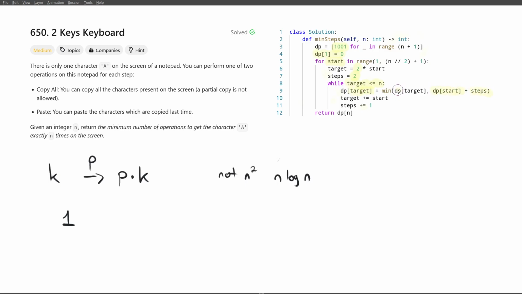then we can get from start in steps to the value target. And maybe it's better than the previous best way of getting to the value target, in which case we remember it in the DP array. And of course, we now look at one step more, so the value is increased by start.